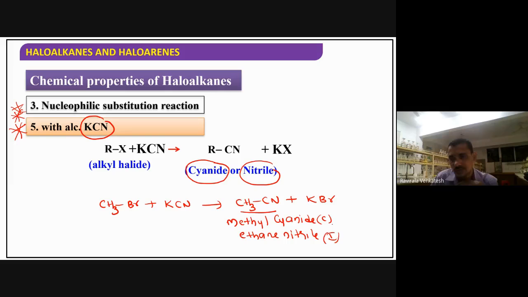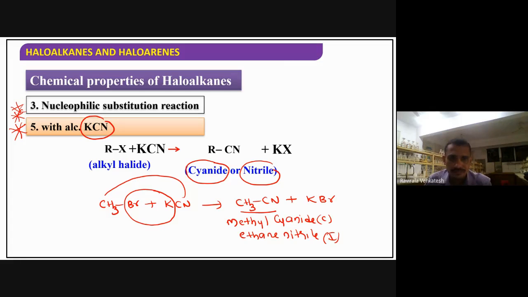If you want these nomenclatures, just see your notebooks of 11th class, it will be there. Clearly I have explained it there in the 11th class nomenclature. Search in your notebooks. So what is happening? KBr is removed, and this part is attacking on the carbon. Understood or not? Methyl cyanide.